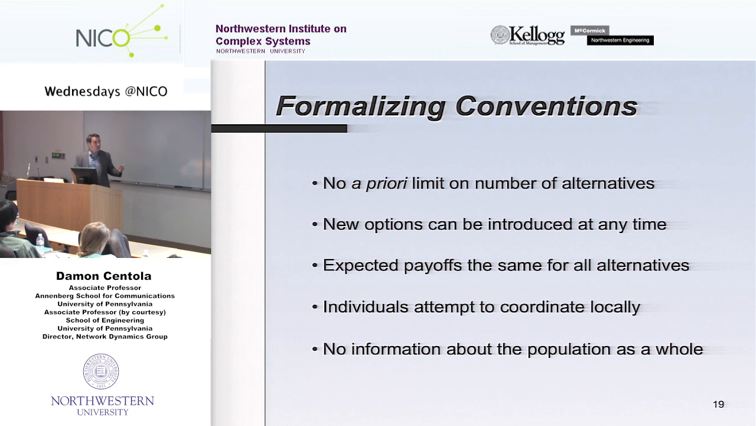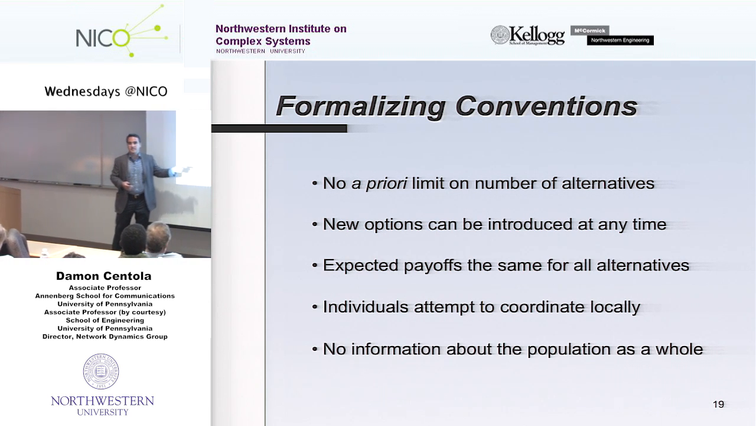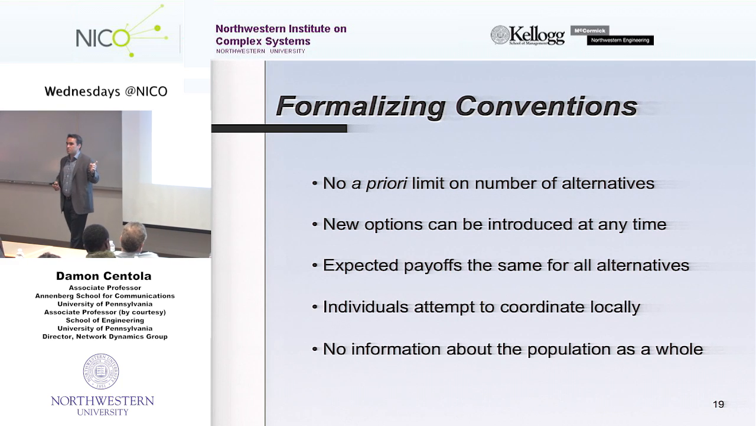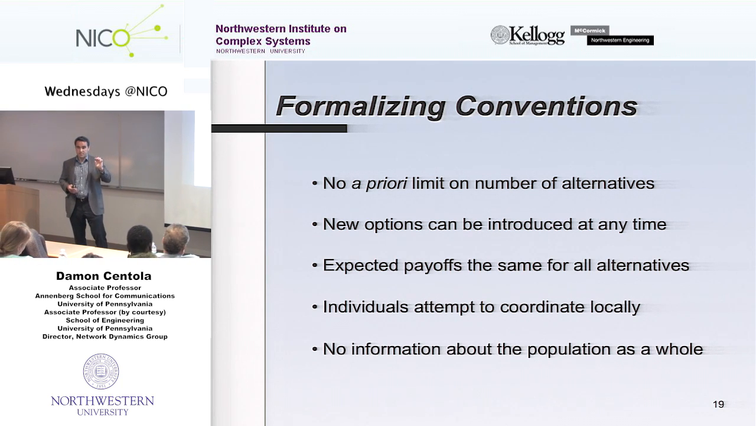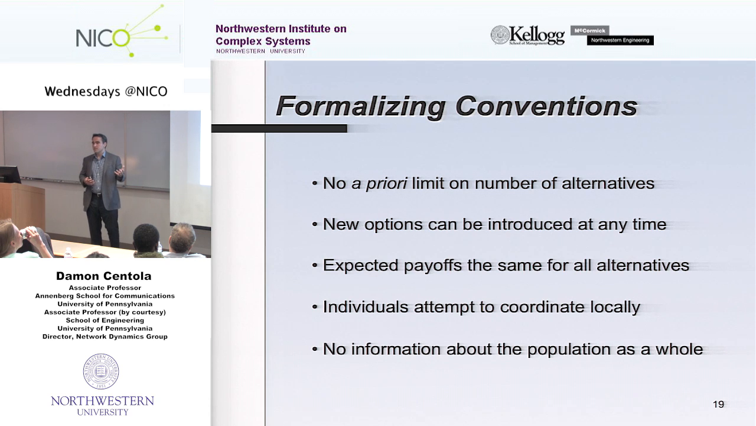Individuals attempt to coordinate locally. So these two are tied together. What this means is I don't have a view of the global population. Not just, first of all, informationally, I have no idea what's going on. But more importantly, in terms of my incentives. It's not as if I'm rewarded for coordinating with what the rest of the world is doing. I'm rewarded for coordinating with what the people I interact with are doing.